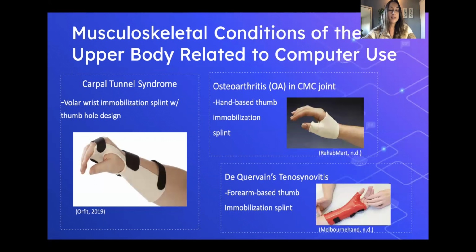De Quervain's tenosynovitis is another condition that can be caused by repetitive movements or overuse of the thumb and wrist, which can occur from excessive computer use, especially typing. The barrier that surrounds the tendons that run between the wrist and the thumb becomes inflamed, which causes pain and discomfort. To help reduce pain, occupational therapists recommend immobilizing the thumb and wrist with a customized forearm-based thumb immobilization splint to keep the thumb and wrist straight in order to rest the tendons. And this is seen in the third photo on the slide.